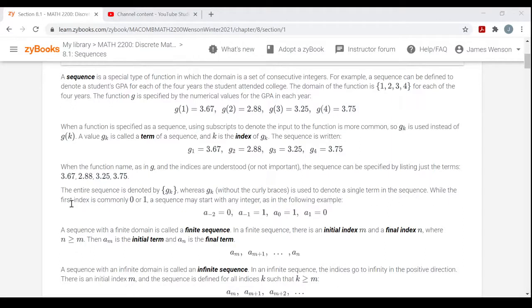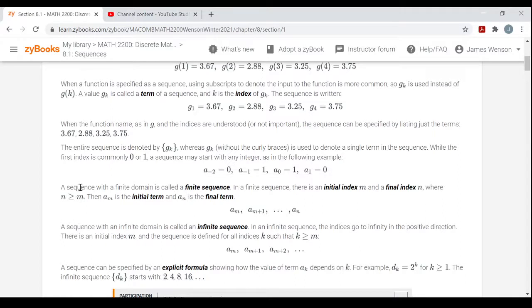All right. While the first index is commonly 0 or 1, a sequence may start with any integer, as in the following example, right? So like the first term here has an input of -2, and we could call this the -2th term if you wanted to, I guess. Or just the first term, right? Because it's the first one you're seeing. And then it goes by ones, then plug in -1. Again, a series of consecutive integers, right? A set of consecutive integers makes up your domain for these functions.